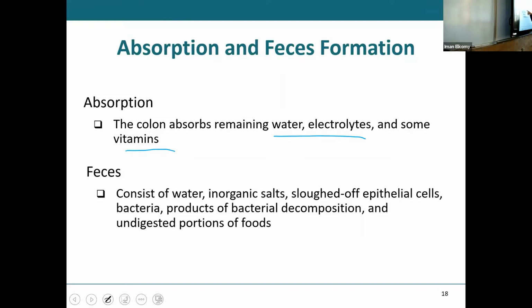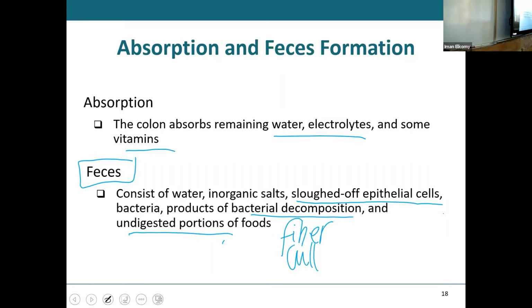And then feces. What is poop? It's a lot of water, actually. Water, inorganic salts, a lot of it is sloughed off epithelial cells, bacteria, products of bacterial decomposition, undigested portions of food, things like fiber we cannot digest, cellulose we cannot digest, so corn. There's a lot of things. If our body can't break it down, all those fibers and things, we can't break it down into basic amino acids or monosaccharides or triglycerides. We can't absorb it into our bloodstream. So if it can't be absorbed, it's going to be feces.